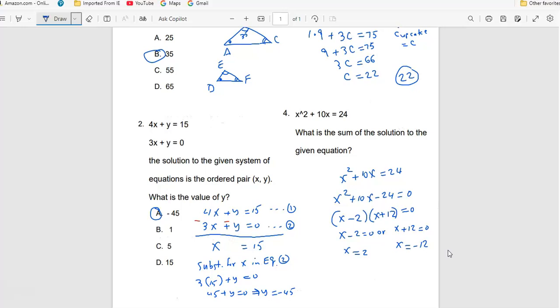So what are we looking for again? We're looking for the sum. So the sum will be negative 12 plus 2, or 2 plus negative 12, and that's going to give you negative 10. So the answer for this one is negative 10. Alright.